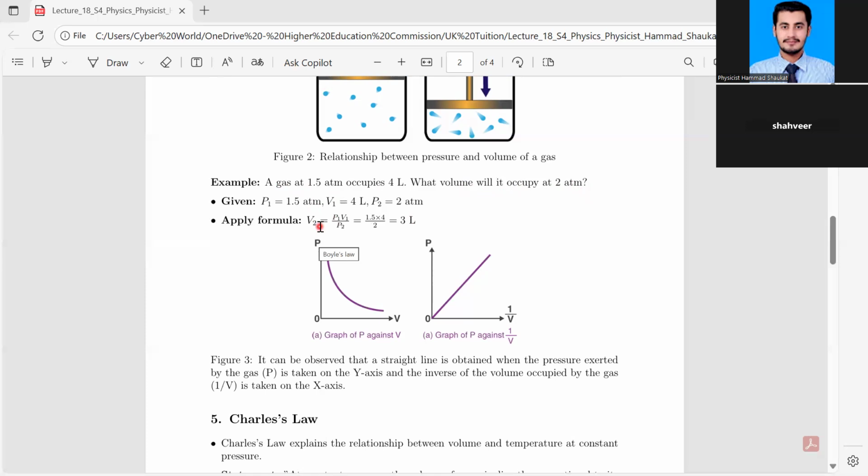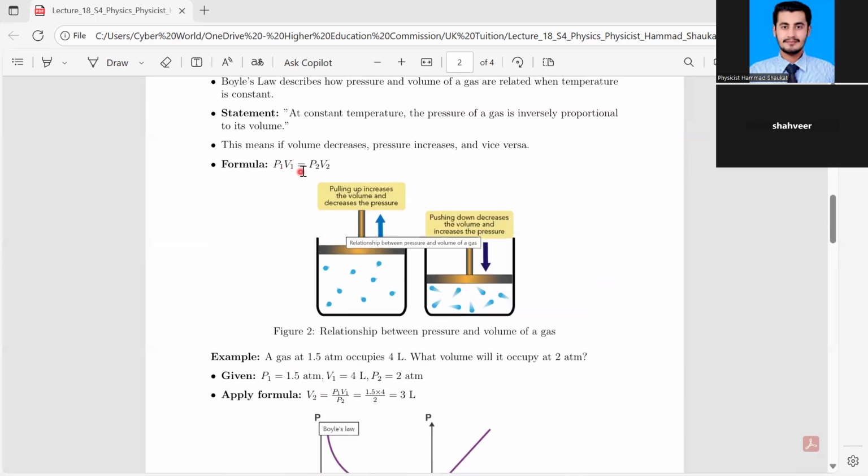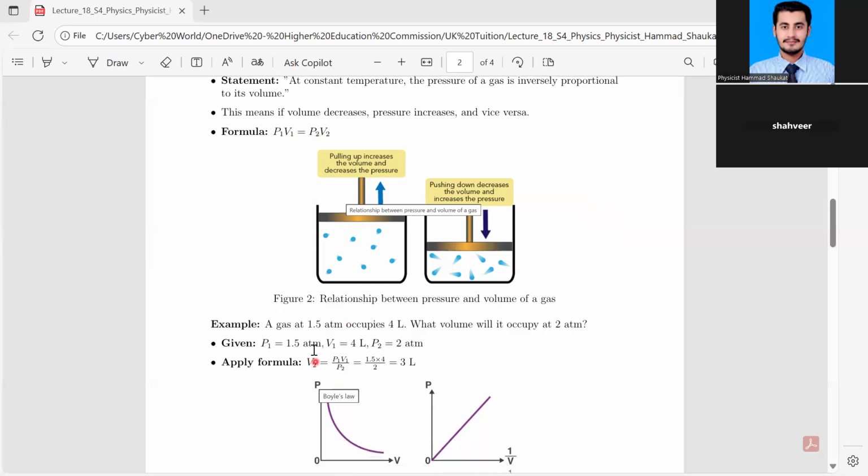Yes, because you know that P1 V1 equals P2 V2. When you have to find V2, you have to divide by P2 on the other side. So the expression for V2 becomes P1 V1 divided by P2, right? Now you just put the values: P1 is 1.5, V1 is 4 and P2 is 2. Just calculate and substitute, and you will get your answer, which is 3.